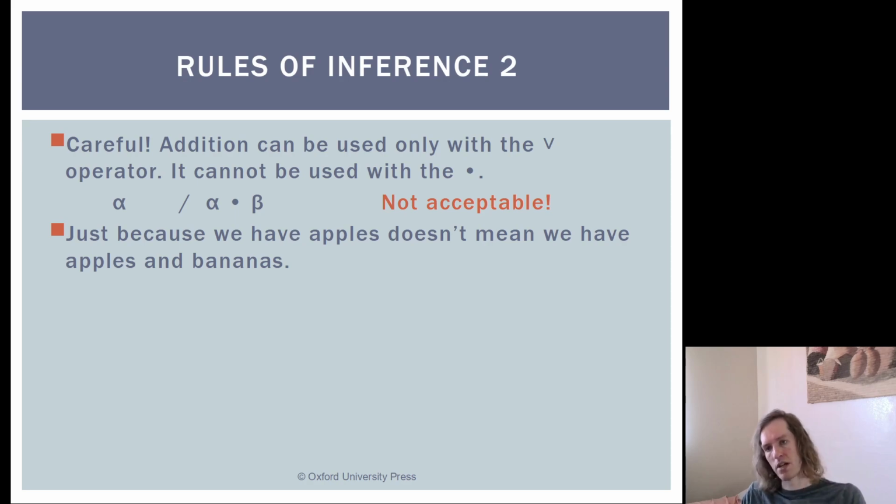So be careful with this. Addition can only be used with the vel, the or operator, the disjunction. It cannot be used with the dot, the conjunction. So an example here, just because we have apples doesn't mean we have apples and bananas. But because we have apples, it does mean that we have either apples or bananas. It's true that we have either apples or bananas.